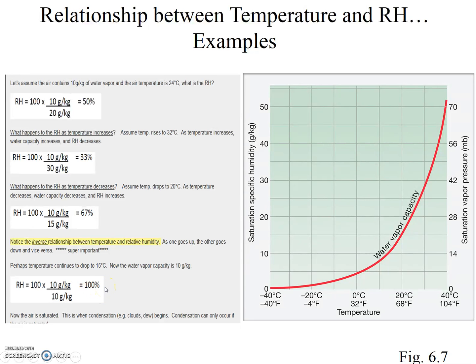And interestingly, this is the only time that condensation can begin, when the air is saturated. So in the evening time, perhaps you start to see dew forming on the grass or on your windshield. Condensation can only occur if the air is saturated. I encourage you to pause the video and review these examples, both the math and the general concepts.